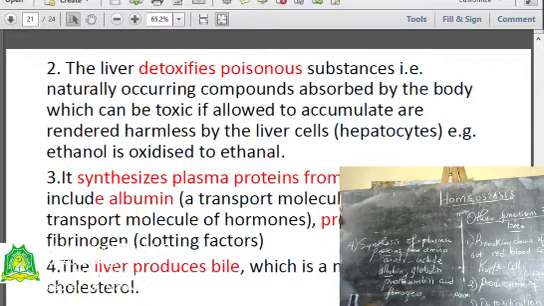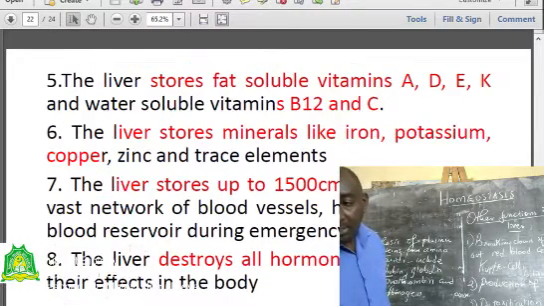These are the important proteins which are synthesized from amino acids and the plasma proteins. Other functions, as we have said earlier, include the production of bile, okay? And another one is the storage of fat soluble vitamins.